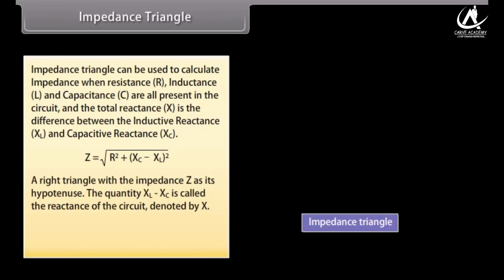A right triangle with the impedance Z as its hypotenuse, the quantity XL minus XC is called the reactance of the circuit, denoted by X. Tan phi = (XC minus XL) upon R.